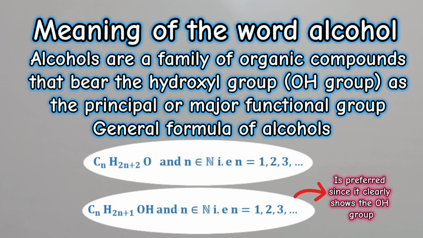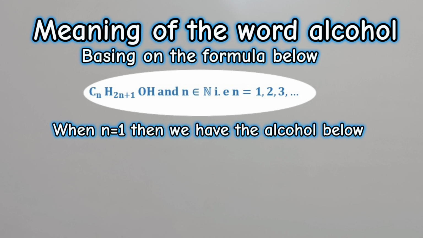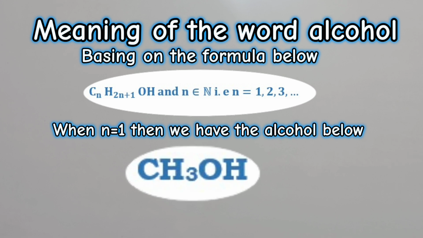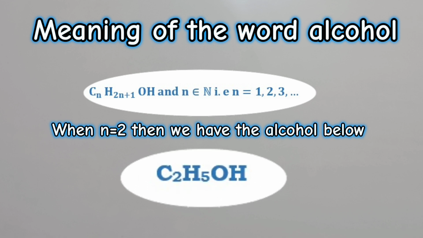Following from the displayed formula, the second formula is preferred as compared to the first formula, since it clearly and distinctively shows our functional group, in this case, the hydroxyl group. From the second formula, when n is equal to 1, the alcohol we obtain is displayed there and is commonly known as methyl alcohol. And when n is equal to 2, the alcohol obtained from the general formula is displayed there and is also commonly known as ethyl alcohol.